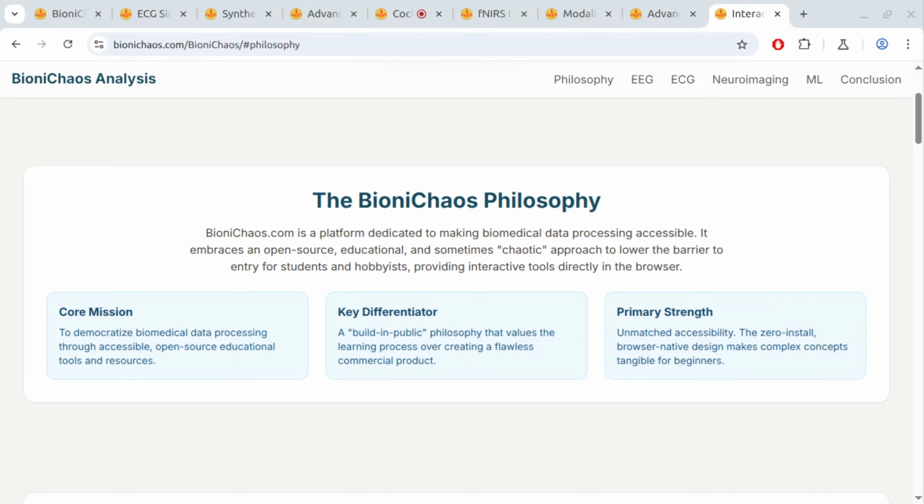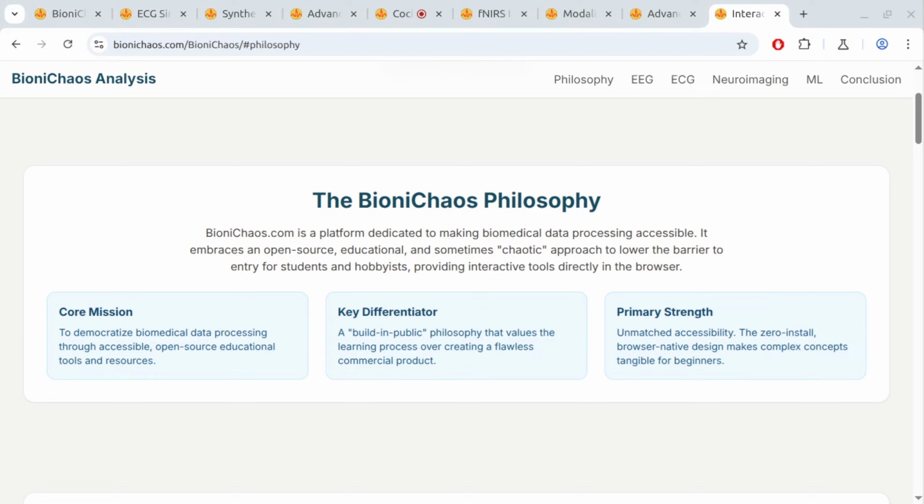Have you ever found yourself looking at a really complex new field, maybe something like biomedical data, and just wishing there was a shortcut, like a faster way to actually get informed without drowning in technical terms or complicated software? If that sounds familiar, well, you're definitely not alone. And that's exactly what we're diving into today. BionicChaos.com. It's this unique web platform trying something pretty bold, making biomedical data processing accessible, really accessible.